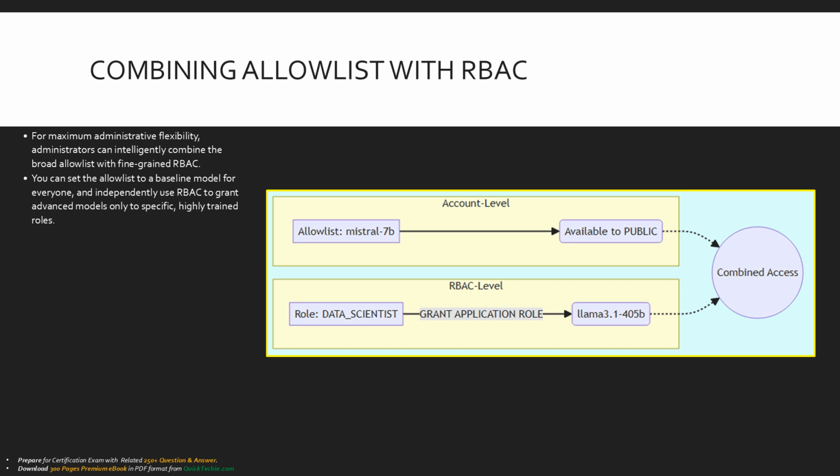This diagram visually details the combined architecture. In the top account level box, the allow list is set to Mistral-7B, making it safely available to the PUBLIC role, meaning everyone gets basic access. In the bottom RBAC level box, we see a specific high-tier role, the data scientist, being explicitly granted an application role for the much larger Llama 3.1-405B model. These two independent rules merge perfectly at the combined access node. Regular users only see the basic model, while the data scientist enjoys access to both. This hybrid approach beautifully optimizes both cost and capability without ever sacrificing strict data governance.